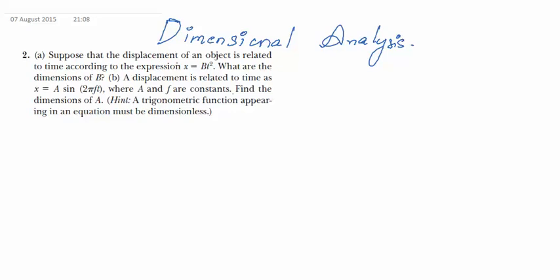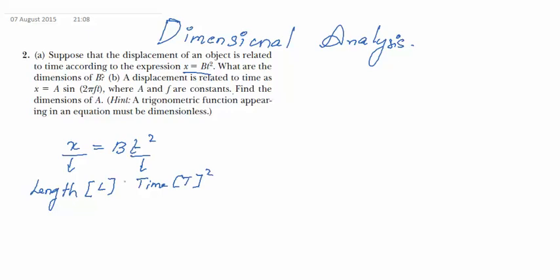Suppose that the displacement of an object is related to time according to the expression x equal to bt squared. So the expression that we are interested in is x is equal to bt squared. What is the dimension of b? So here you have two different dimensions. Suppose the displacement, x, which is basically your length, has a dimension of length. And t squared has a dimension of time squared.